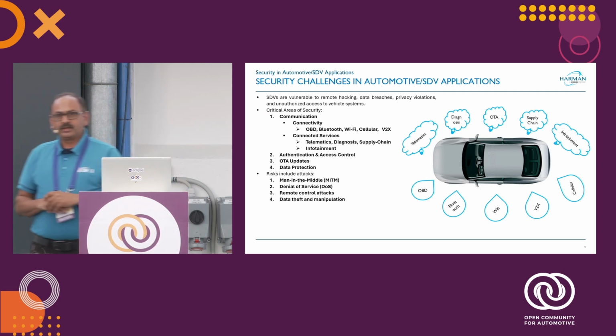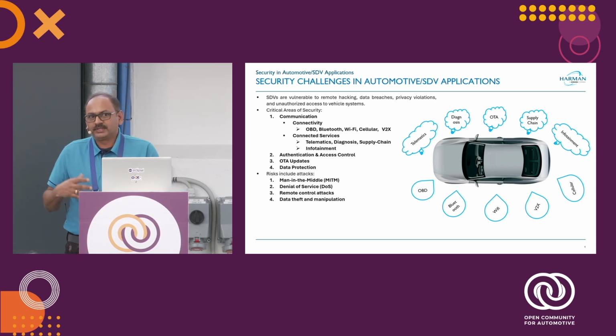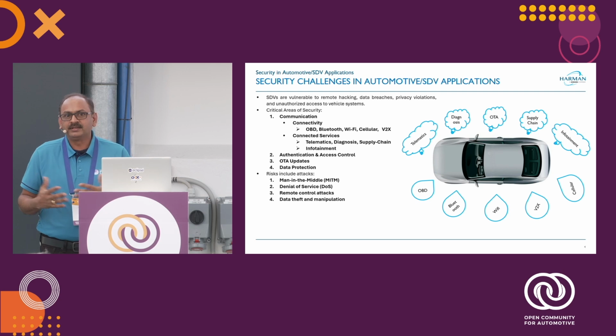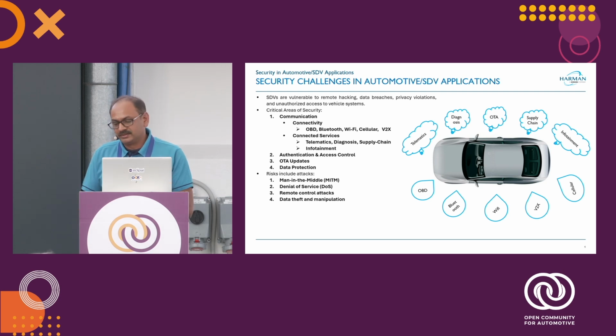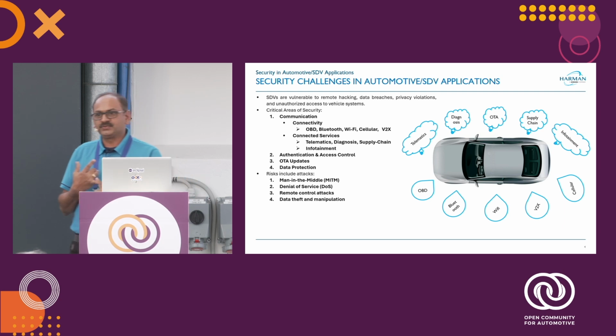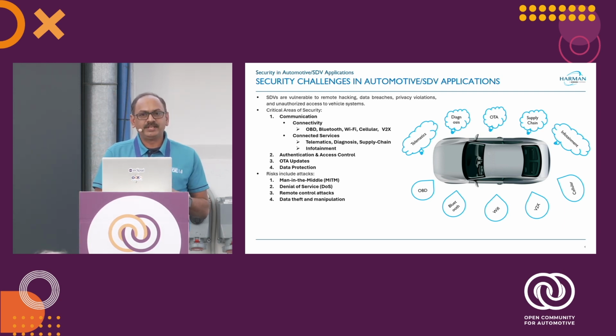Of course, security is paramount in the SDV, where even without being in close proximity to the vehicle, attackers can try to access the vehicle remotely and gain access to control various things. But these are the fundamental four areas that we come across. The very first one is communication, which includes the connectivity as well as the connected services, which will try to access the vehicle through various channels. And the second point is authentication and authorization.